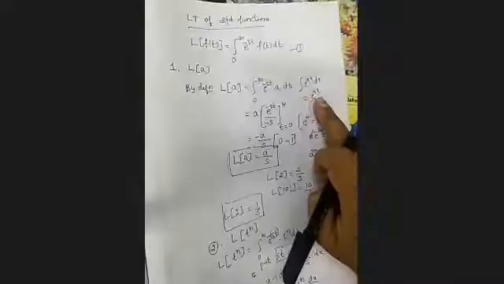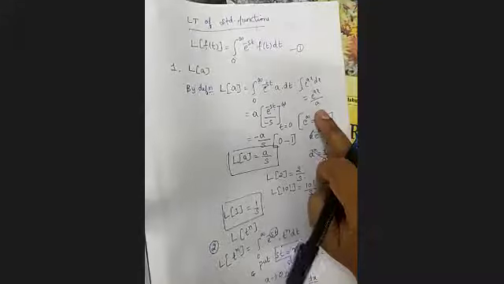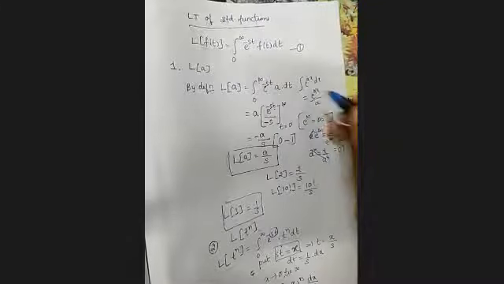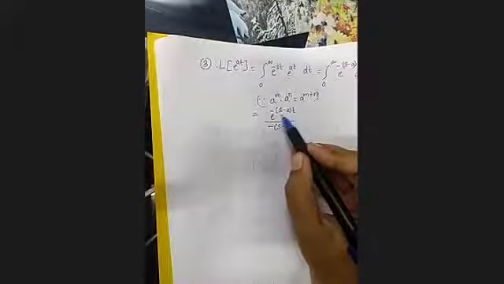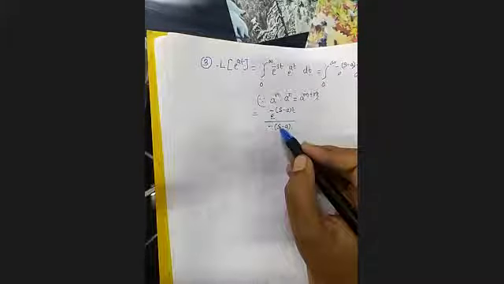e raised to ax upon a. Along with x, whatever coefficient you have, you should write. This is also similar. So the coefficient of t should be written in the denominator. The variation is for t: t varies from 0 to infinity. Now I'll take minus 1 upon s minus a outside.